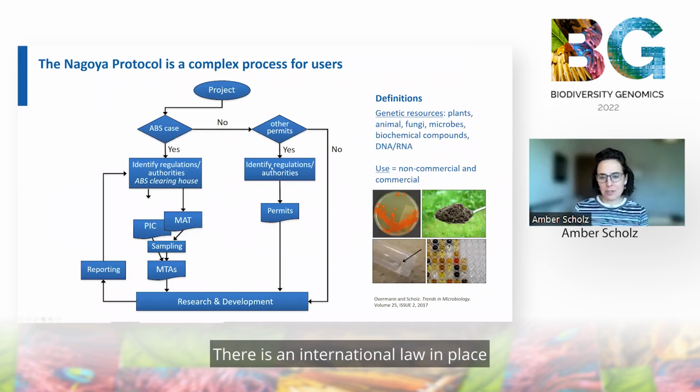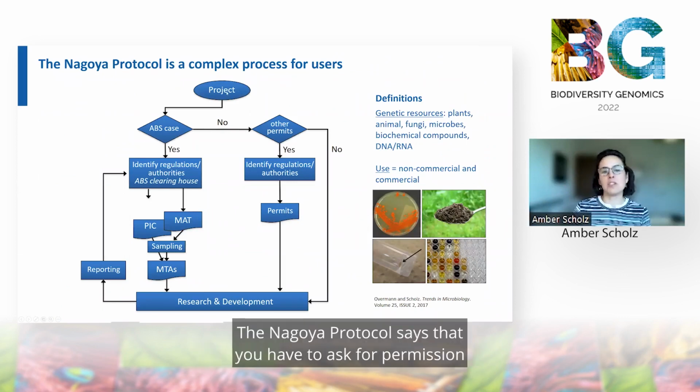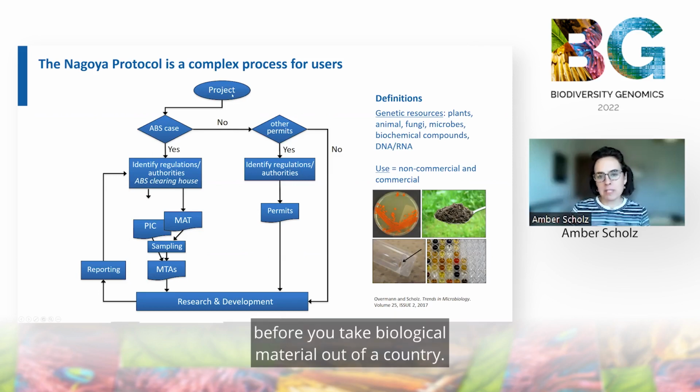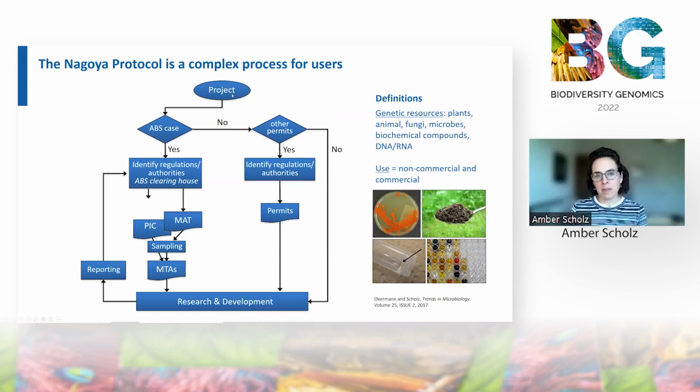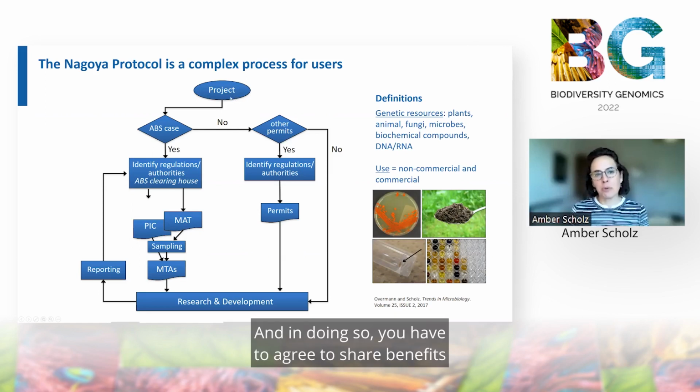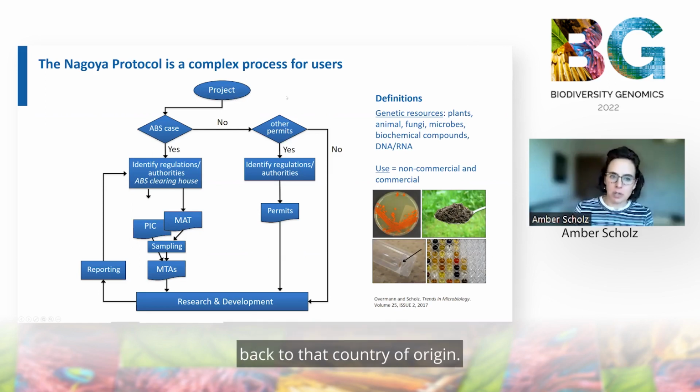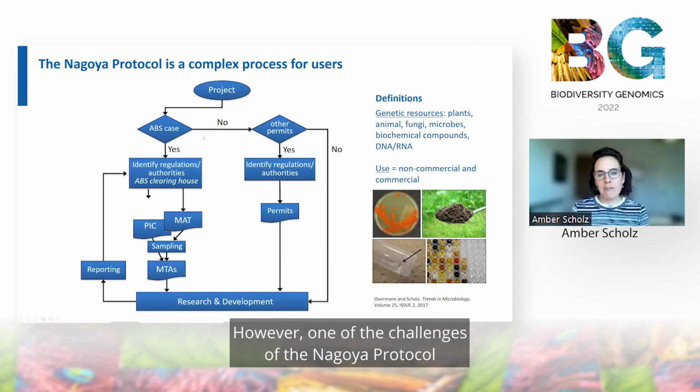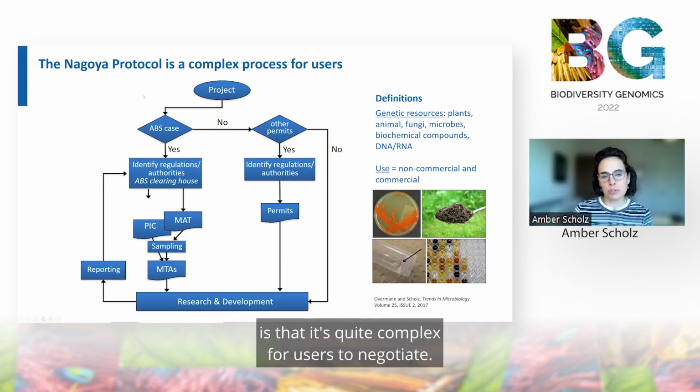There is an international law in place that governs access to genetic resources called the Nagoya Protocol. The Nagoya Protocol says that you have to ask for permission before you take biological material out of a country. And in doing so, you have to agree to share benefits back to that country of origin. However, one of the challenges of the Nagoya Protocol is that it's quite complex for users to negotiate.